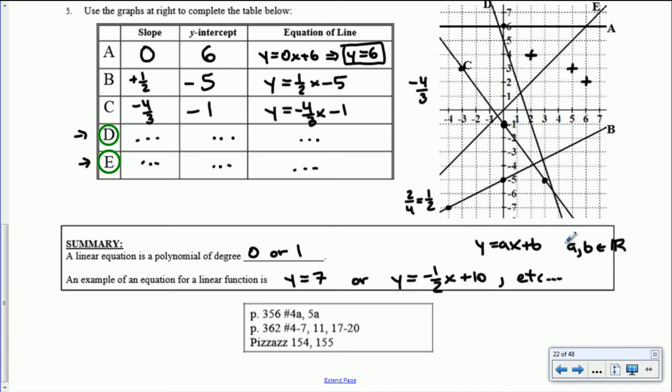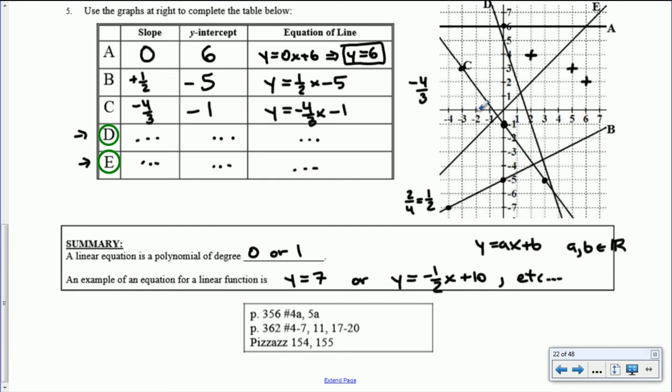It'll be a horizontal line. And if b is 0, so if both a and b were 0, we would just have a line through the x-axis. And in the example where a is 0 and b is something else, whatever b is, that's where the line will go. So if b equals 2, it would be a horizontal line at 2.